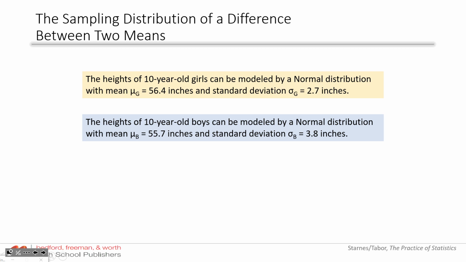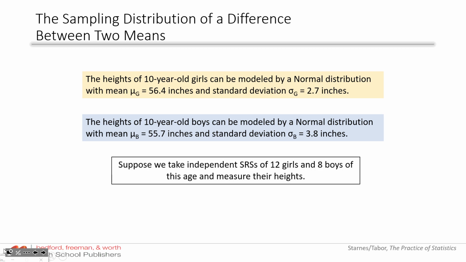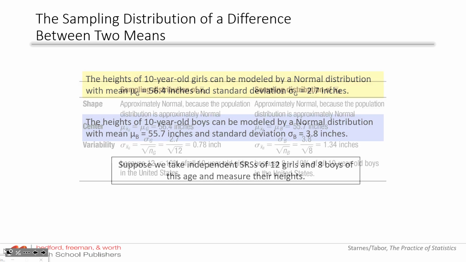And then let's talk about 10-year-old boys. So their heights can also be modeled by a normal distribution with a slightly different mean and a slightly different standard deviation. And let's discuss this. These are two independent populations, right? So two independent normal distributions. So suppose that we take two SRSs of 12 girls and 8 boys of this age and measure their heights. So we're going to have two independent SRSs.